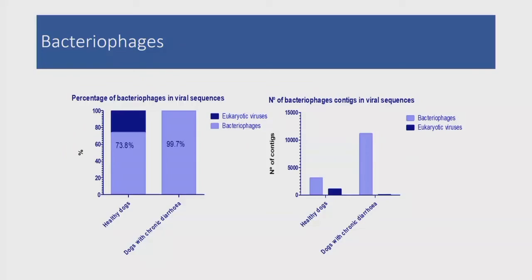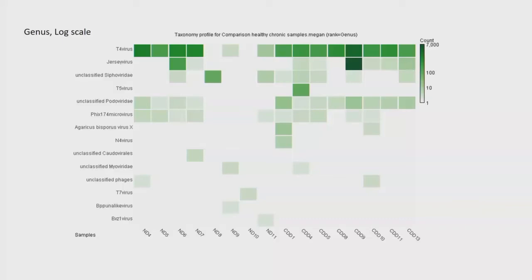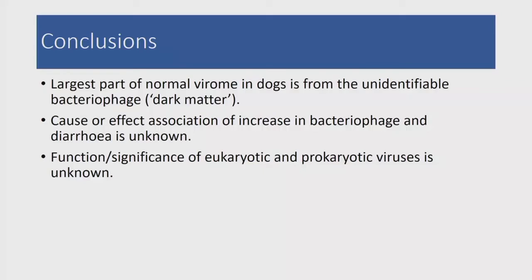But what we did find was that dogs with our chronic enteropathy had almost 100% of their virome was bacteriophages. And the majority of those were unmatched to anything in the database. So it's kind of what we call the dark matter. We don't know what it is or where it's at. And so we don't quite know what the function or the significance of those viruses are yet, but we do know that they are present both in health and disease.